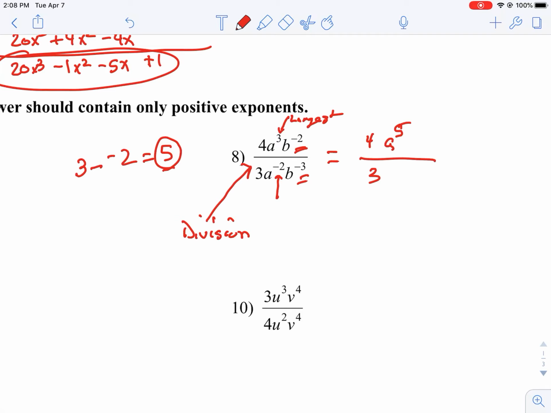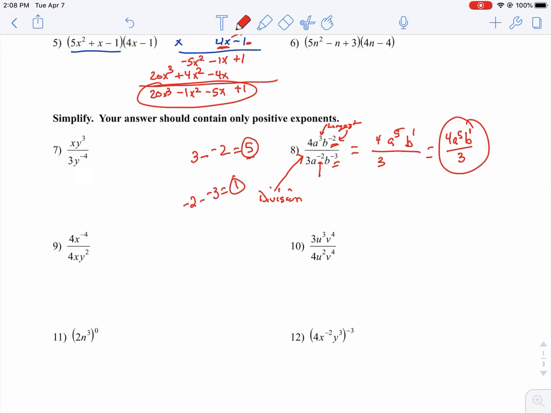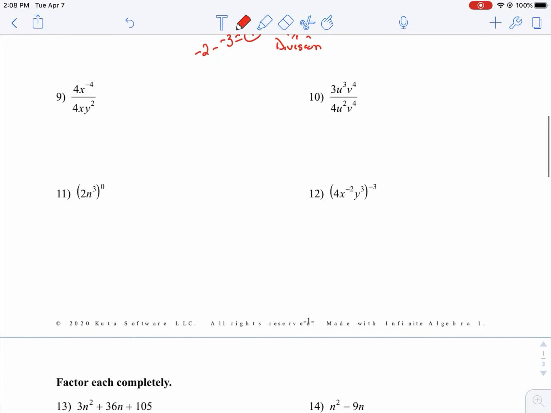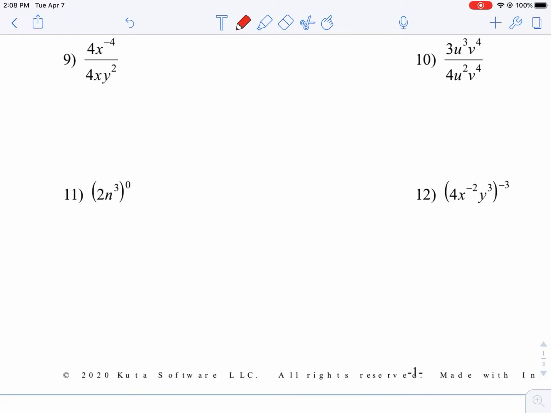Then the B's, okay, we have a negative 2 and we have a negative 3. And negative 2 is larger than negative 3. So you take negative 2 minus negative 3, and that gets us a positive 1. So the B will have a positive 1 as an exponent. The largest one was on top again, so B stays on top with 1. So we can rewrite this as 4A to the 5th B over 3. Looks a little nicer. If you want to put the 1 up there, you can. You can do the rest of the division.